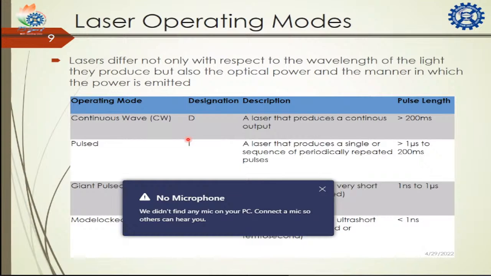The pulse length will be like 1 microsecond to 200 microseconds, or more than that. And the giant pulse laser produces very short pulses from 1 nanosecond to 1 microsecond. And lastly, the mode-locked lasers produce even shorter, ultra short pulses, like picosecond. Picosecond is around 10 to the minus 12 seconds, and the pulse length is less than 1 nanosecond.